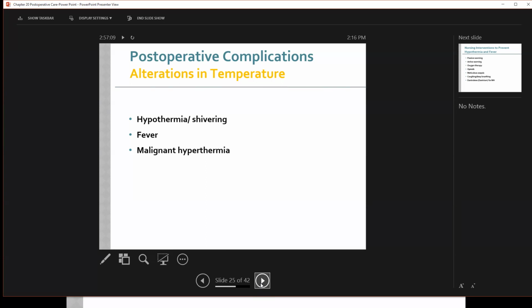It is a life-threatening complication and most often occurs during general anesthesia. And as I mentioned, it may be seen in the 1 hour period immediately following surgery.